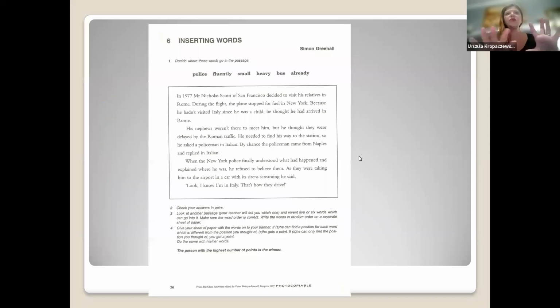Okay, can you see the activities? Yeah. Okay. That's a text students are to read individually. But after reading and doing the activity individually, they are to check answers in pairs. Okay, so I told you that I do the thing.